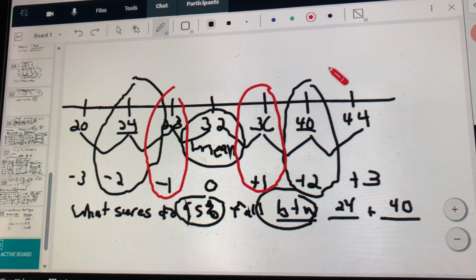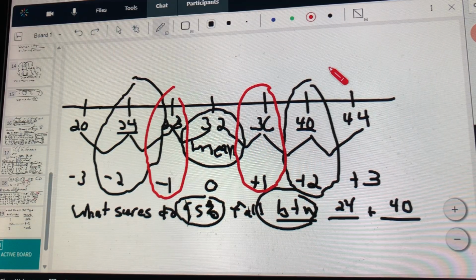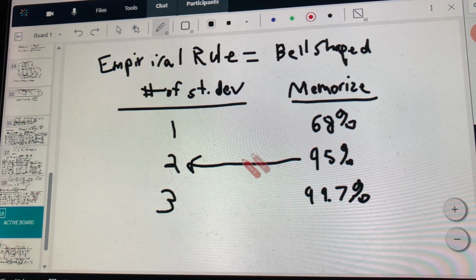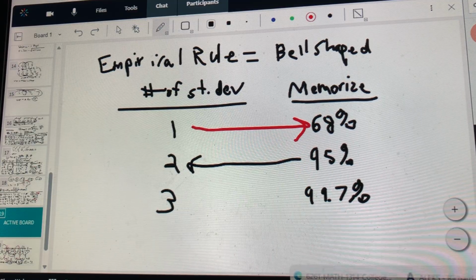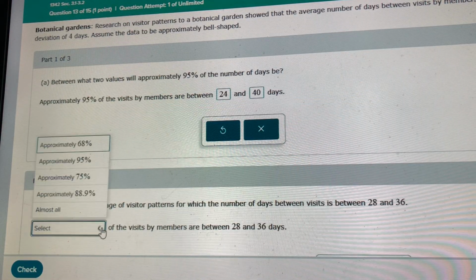And they pretty much have to tell you the same number both times. It can't be -1 with +3. We don't know how to do that yet, and that won't happen until chapter 7, actually. So it's really got to be either the 1 and the -1, or the 2 and the -2, or the 3 and the -3, and then literally the answers are 68, 95, or 99.7, whichever one you have. I have the 1 and the -1, so according to the chart, that's 68%. Although you'd have to memorize that for a test, but 68%.